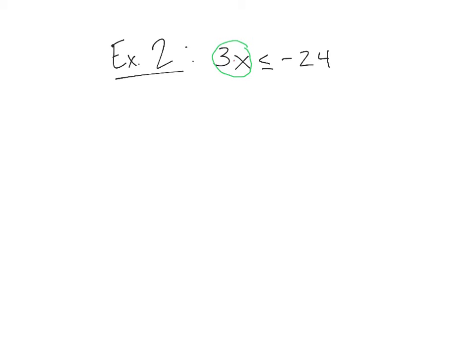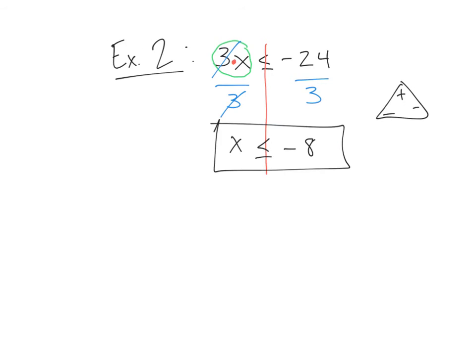Good. Hopefully you wrote down that it was 3 multiply x. There's an invisible multiplication dot there. So when we go to undo the 3, we have to undo it by dividing, because the opposite of multiplying is dividing by 3. So I'm going to divide both sides by 3 to undo that multiply 3. When I do that, I get x on the left is less than or equal to negative 24 divided by 3. A negative divided by a positive is a negative, from our multiplication triangle, and 24 divided by 3 makes 8. So x is less than or equal to negative 8.